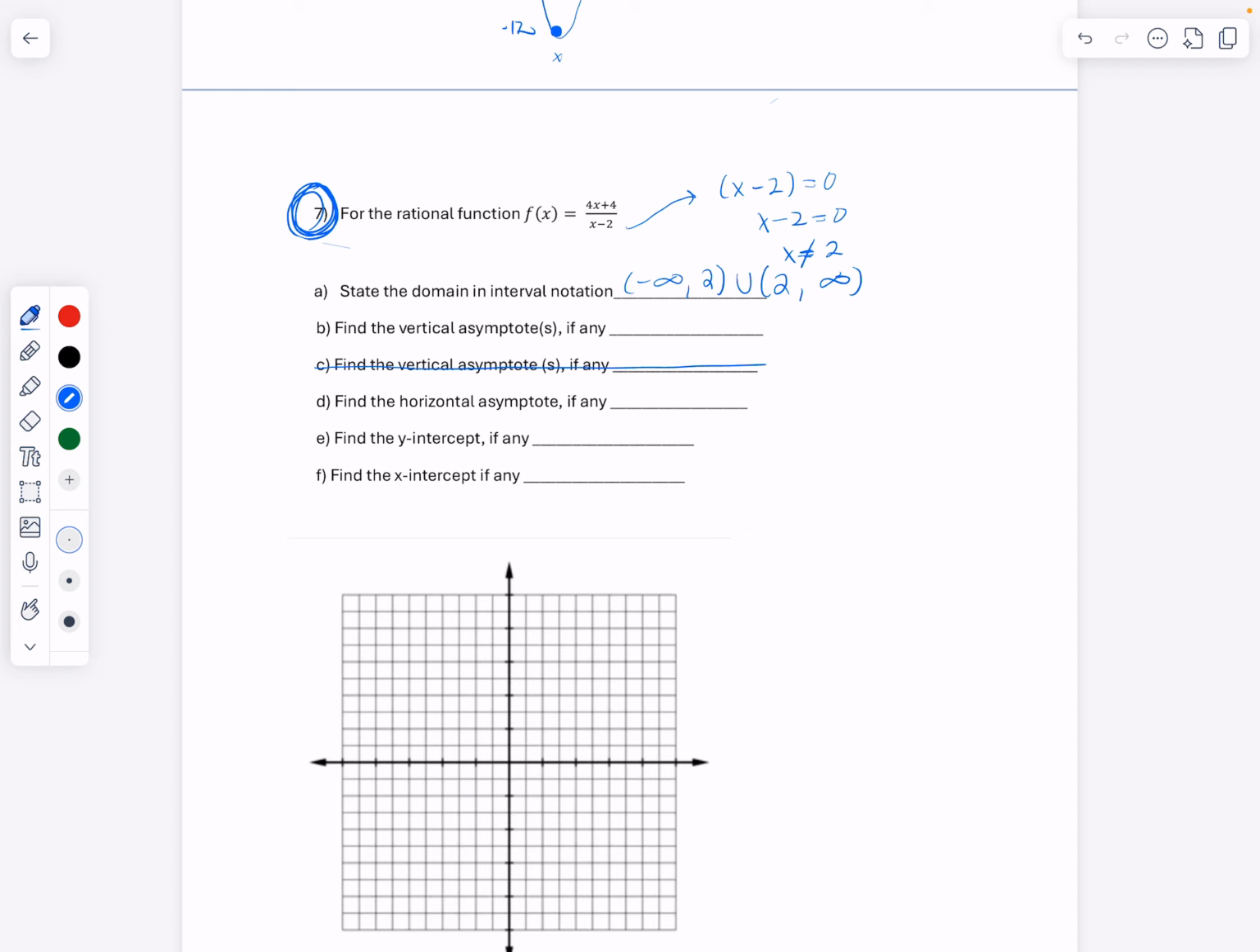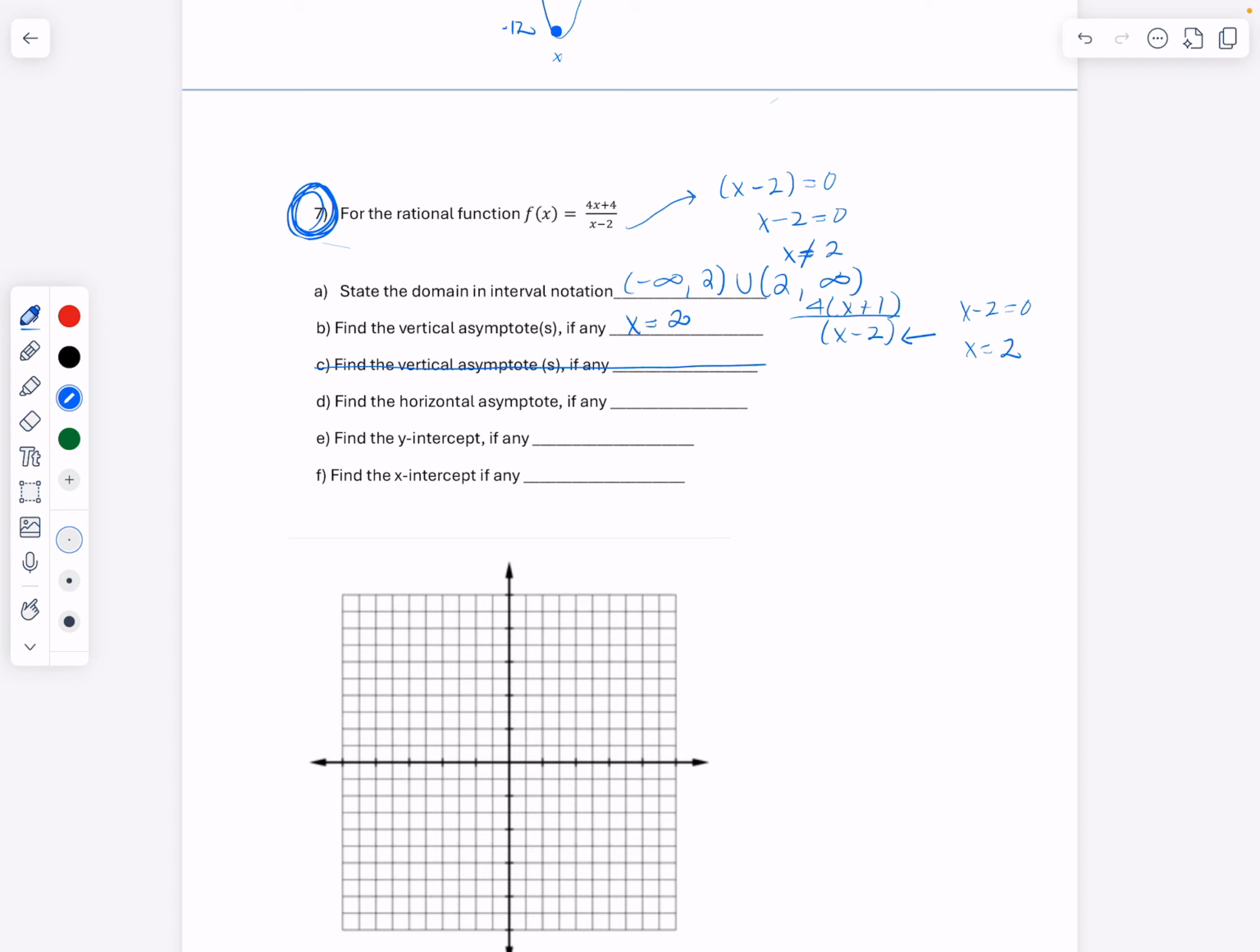And then part B says find the vertical asymptote if any. So if I look at the denominator, x minus 2, and the numerator factors out into 4 times x plus 1. I can't cross off anything. If I could cross off either the x plus 1 or the x minus 2, then I would have a hole in the graph. Since I can't do that, I just look at the denominator and I set that equal to 0. So x equals 2 is a vertical asymptote.